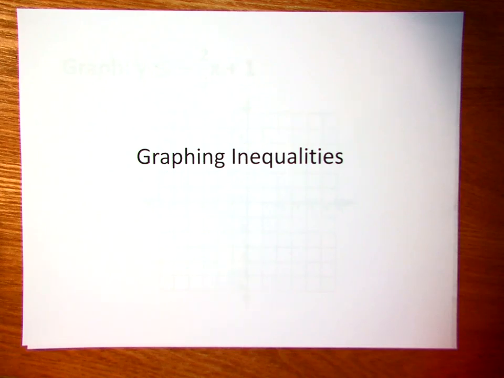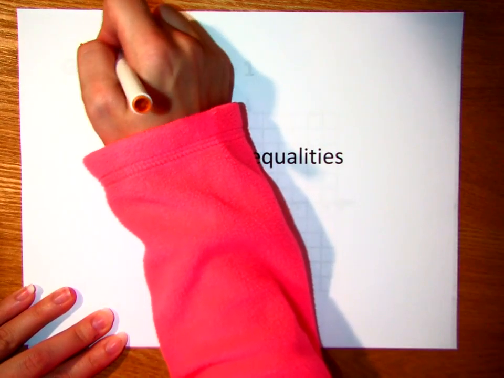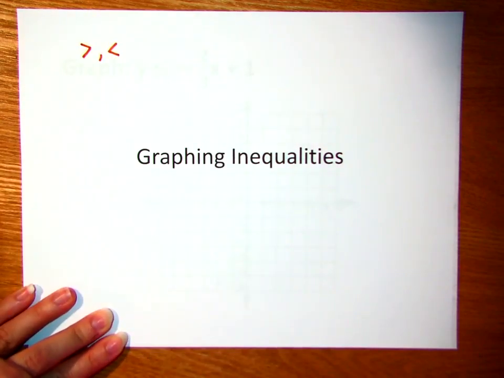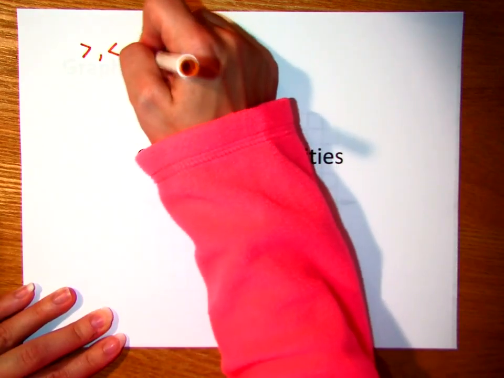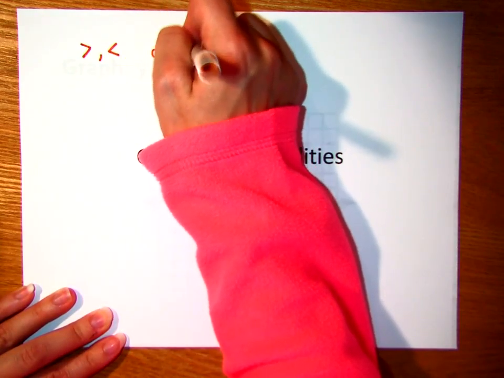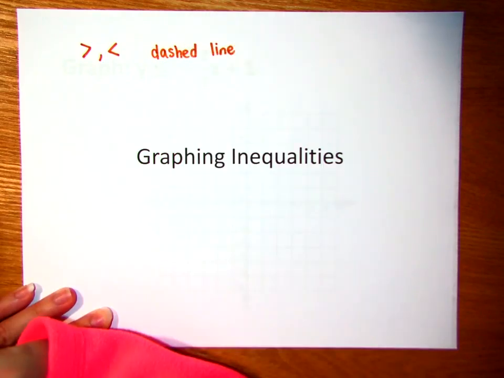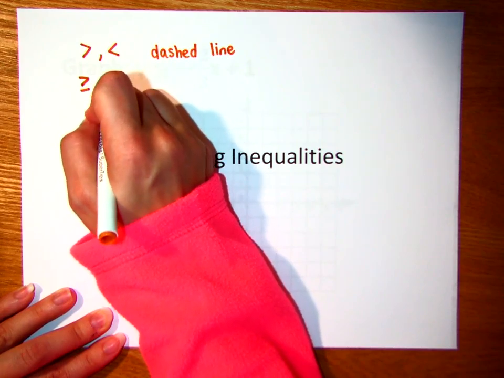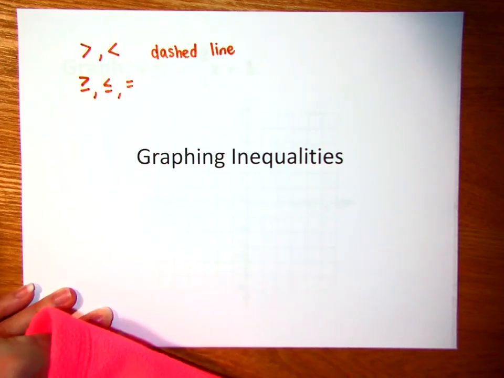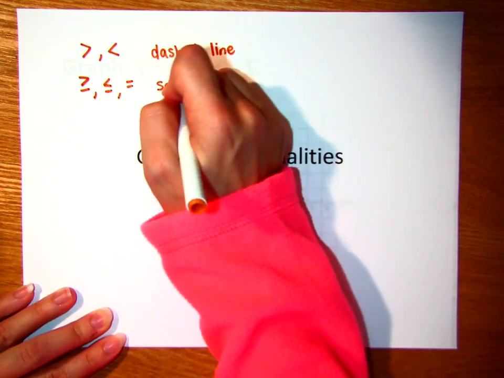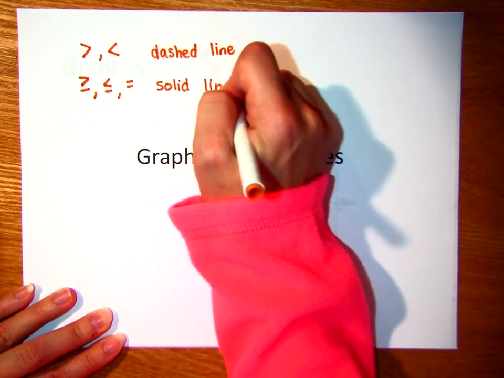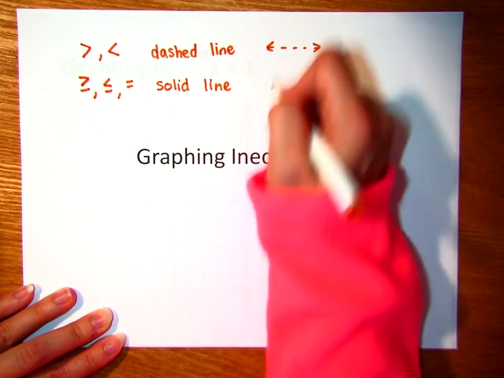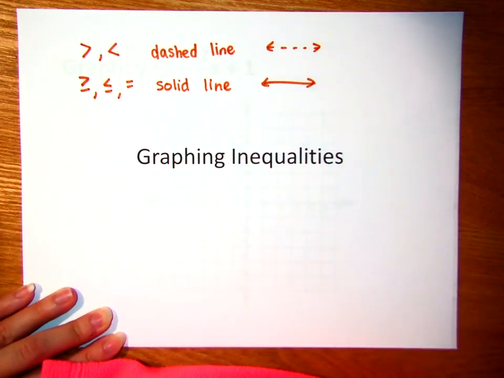So what we're going to be looking at are these symbols here. That's greater than, that's less than. And with those symbols, if you see one of those and you're graphing on a coordinate plane, it means you're going to use a dashed line. However, if you see equals, greater than or equal to, less than or equal to, or just regular equals, that is going to be a solid line. Now, a dashed line looks like this here. Solid line means it's completely filled in.